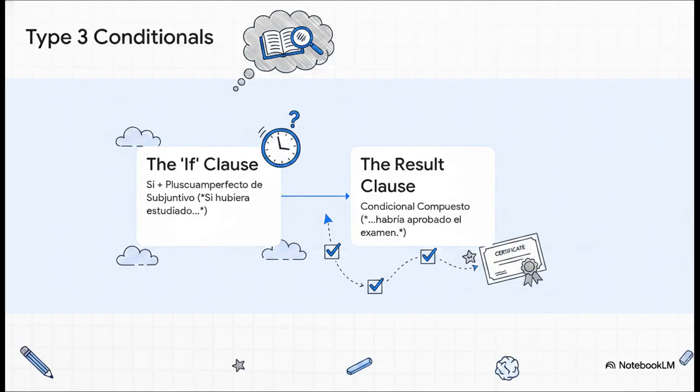Now, when you build these full if-then sentences, they have a formal name, a type 3 conditional. It's got two parts. The if clause, which sets up the impossible past condition, uses si plus the pluperfect subjunctive, like si hubiera estudiado, if I had studied. Then the result clause uses our new tense, the conditional perfect. Habría aprobado el examen. I would have passed the exam.